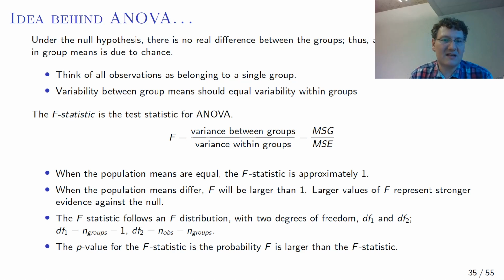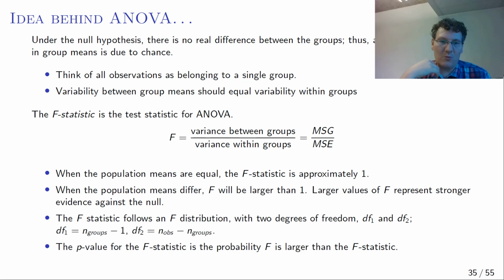The null hypothesis says there's no real difference between the groups. So if there's variation, it's just due to sampling chance. And in fact, you could say the null hypothesis is really like all of these, even though you sampled from different groups, they're actually all part of one population. And then the variability between the group means should be the same as the variability within the groups.